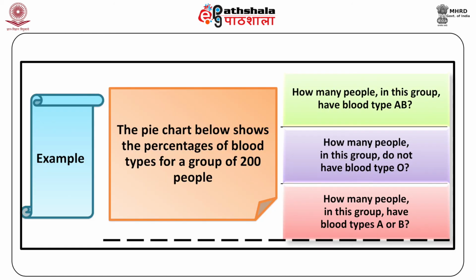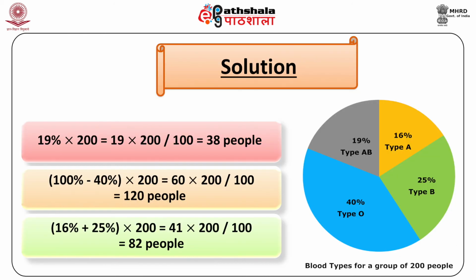Now let us look at the pie diagram representing percentages of blood groups for a group of 200 people. Over here we can see that 16% corresponds to blood type A, 25% corresponds to blood type B, 40% corresponds to blood type O, and 19% corresponds to blood type AB. Using this data, one can calculate the number of people corresponding to blood type AB, blood type O, blood type A, and blood type B.